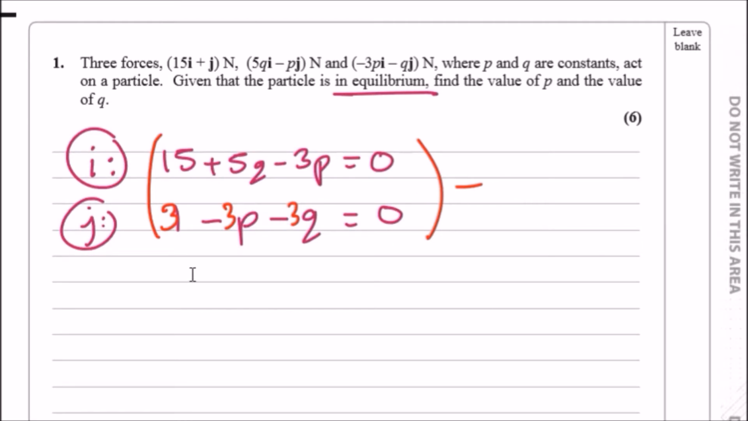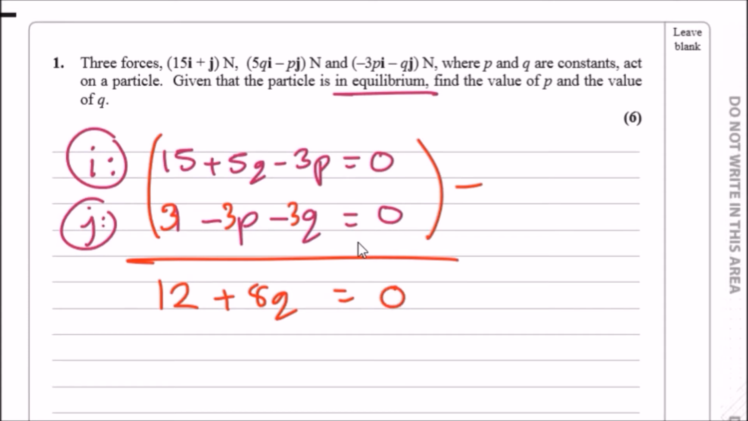So let's have a look. We've got 15 take away 3, which gives 12. Now 5q minus 3q will give us plus 2q. And of course, minus 3p take away minus 3p is nothing, and 0 take away 0 is 0. Now just solving this one, subtracting 12 and dividing by 2, so it'll be minus 12 over 2. You could always use a calculator like I do, because honestly, it's easier. We should get simply minus 1.5.